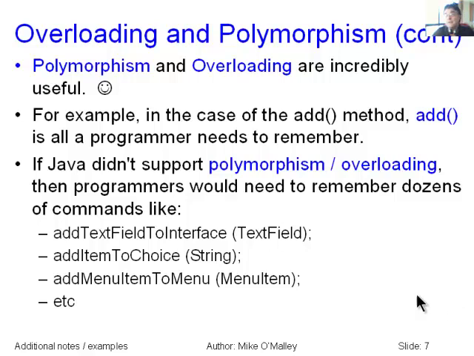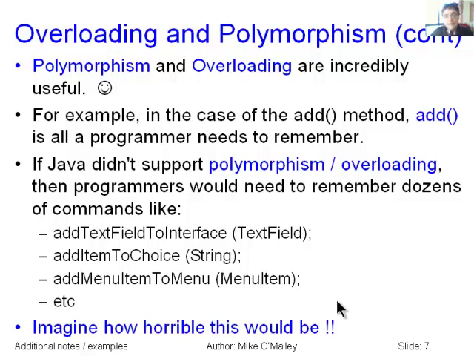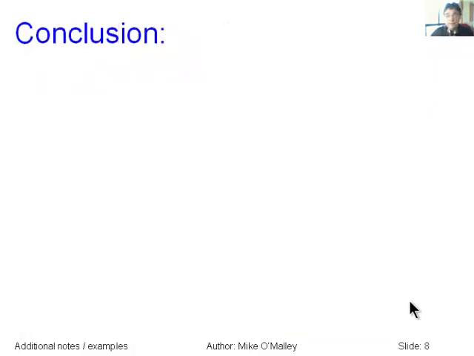So what would you rather remember? Dozens or hundreds of commands like this, or just add? And of course the answer is just remember add. That's the beauty of polymorphism and overloading. So imagine how horrible programming in Java would be if that's what we had to do. Remember all these dozens of different names of methods, all with different cases and all sorts of things. It'd be very difficult to program in Java then. All we have to do is remember add when we want to add something to something else. So it's very easy. Java makes it easy because of polymorphism and overloading.